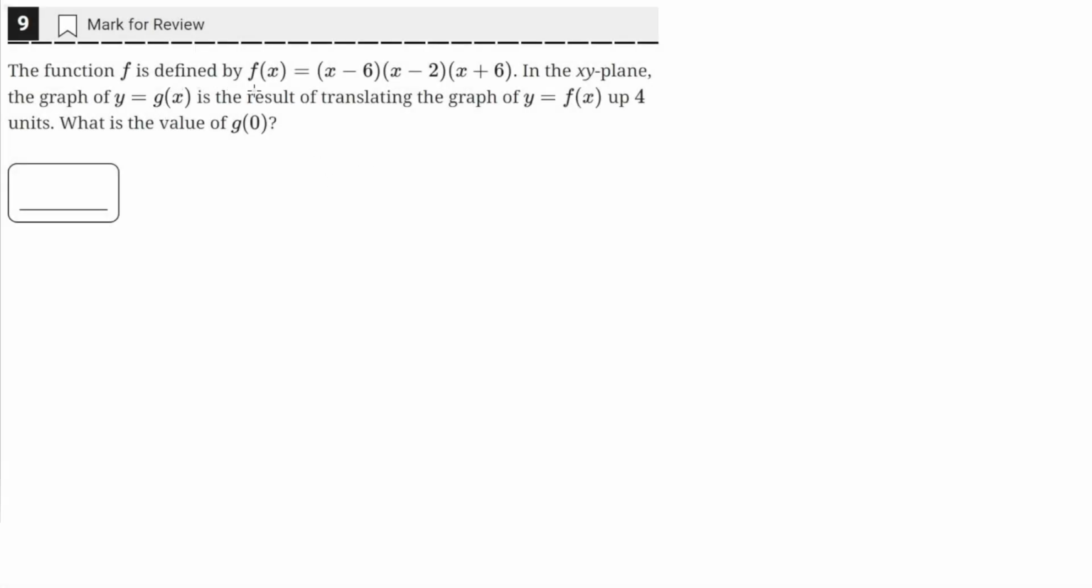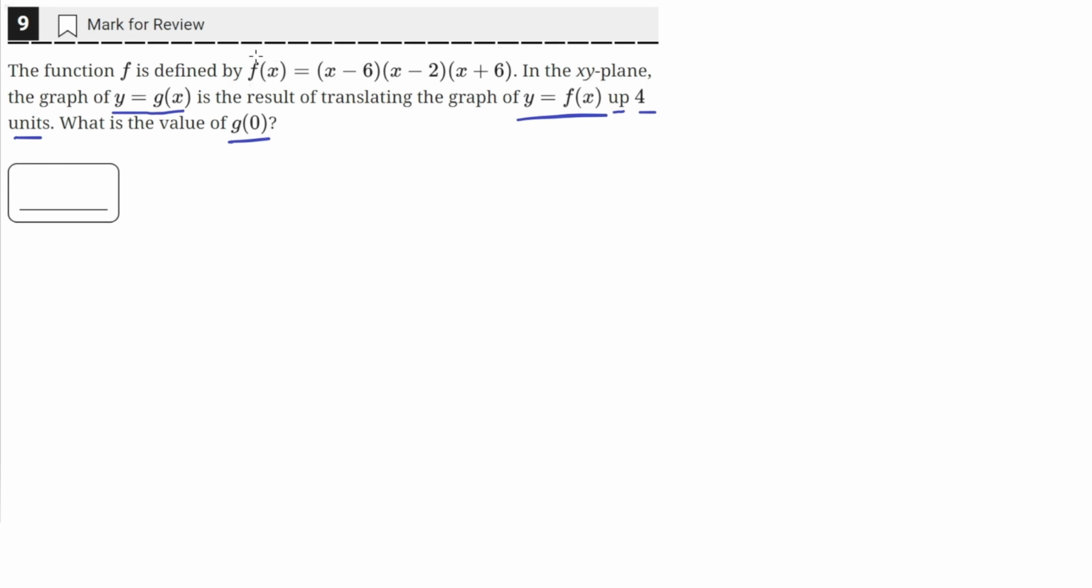The function f is defined by f of x equals this quantity here. In the xy plane, the graph of y equals g of x, so a different function, is the result of translating the graph of y equals f of x up 4 units. What is the value of g of 0?